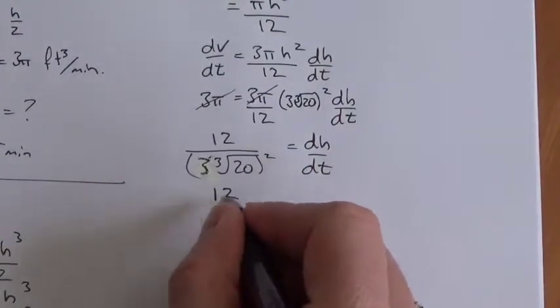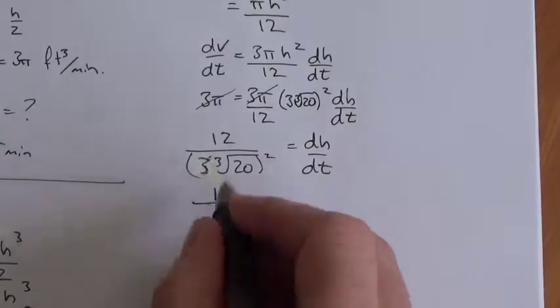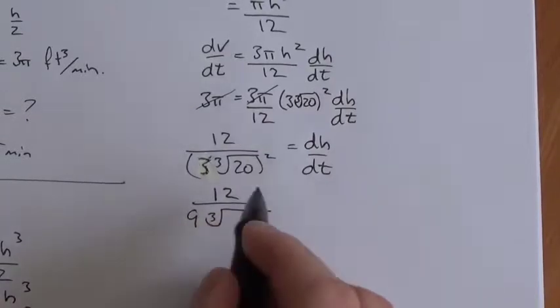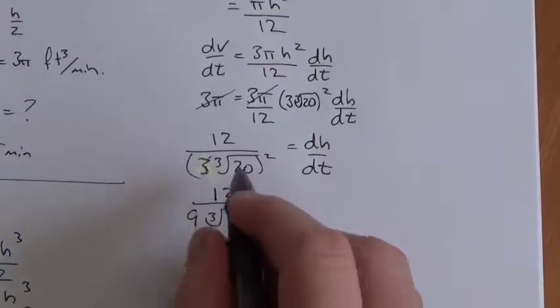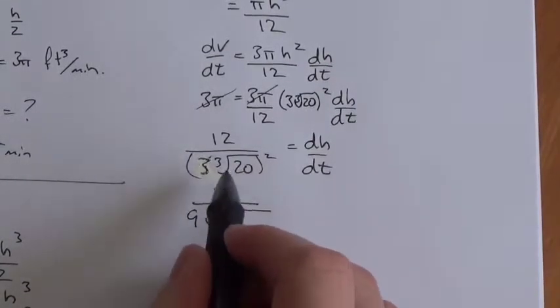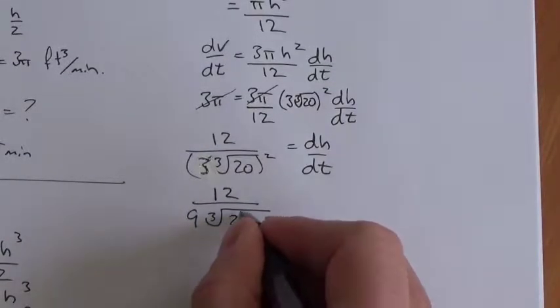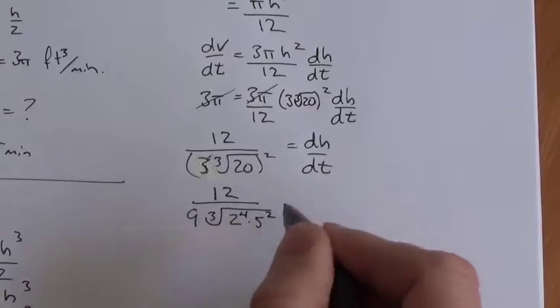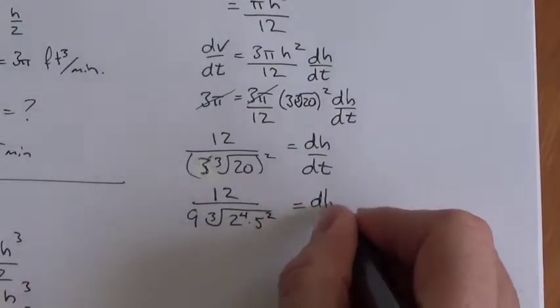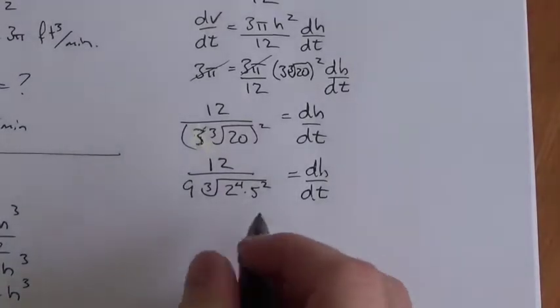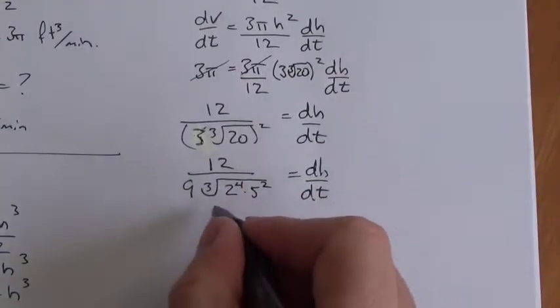So this is going to be 12 over 3 squared, which is 9, multiplied by the cube root. And now once again, I'm going to break that into its factors. It's going to be 2 squared times 5, so this is going to be 2 to the 4th times 5 squared. This is my dh by dt. I'm probably spending way too much time on this, but whatever. I kind of enjoy playing with the math this way.